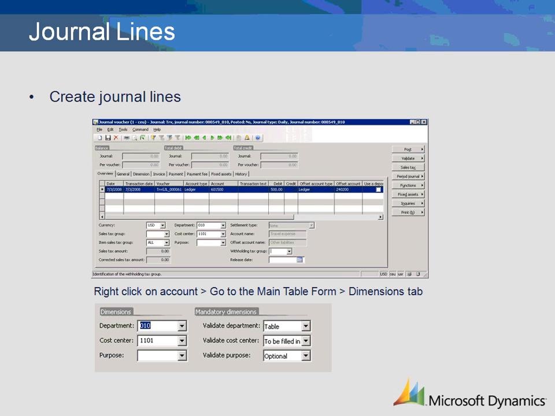The Cost Center dimension validation rule is To be filled in, which means that it is required. The dimension specified here will default into the transaction and can be changed but not removed. The third dimension, purpose, has a validation rule Optional. No dimension is listed here. The user can put a dimension into the transaction or leave it blank.